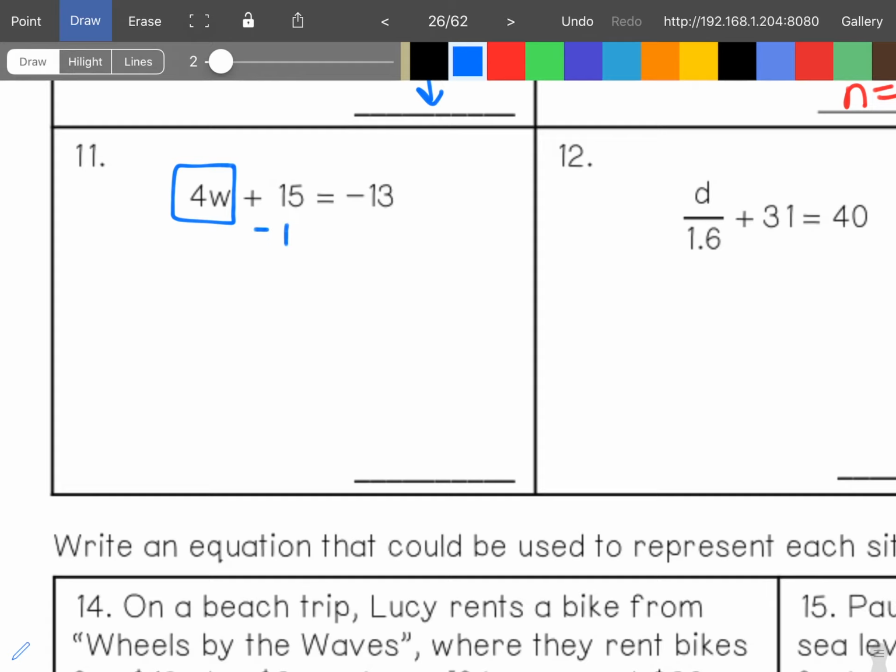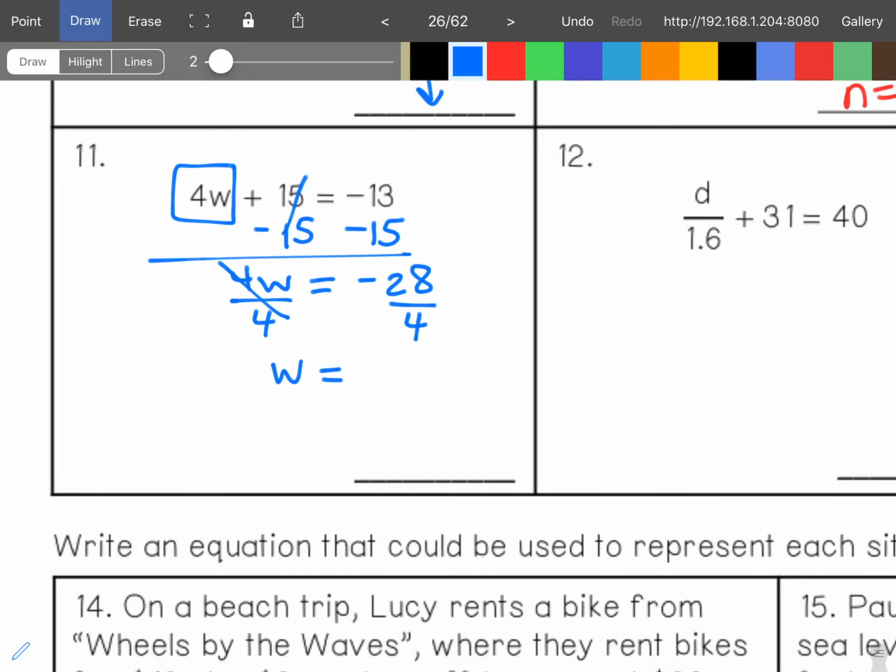Okay, I would box in the 4w. I would subtract 15 since that's addition. I would bring down my 4w equals negative 13 minus 15 is a negative 28. And then I would get rid of that 4 by dividing by 4 because 4 divided by 4 is 1w. So that accomplishes that. And negative 28 divided by 4 would be negative 7.